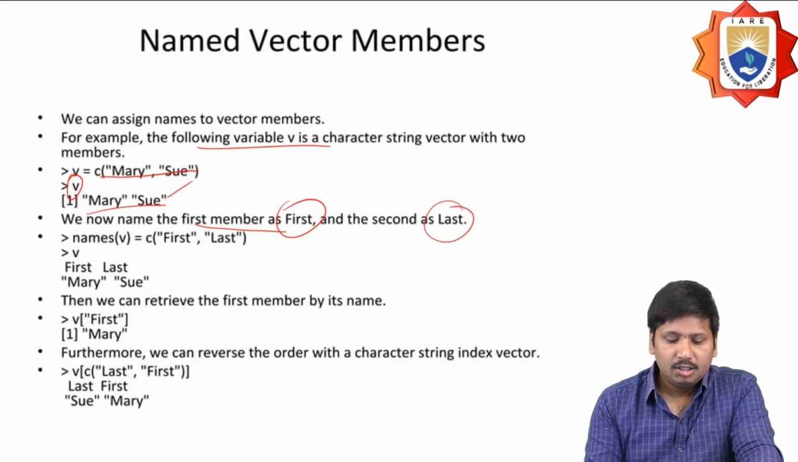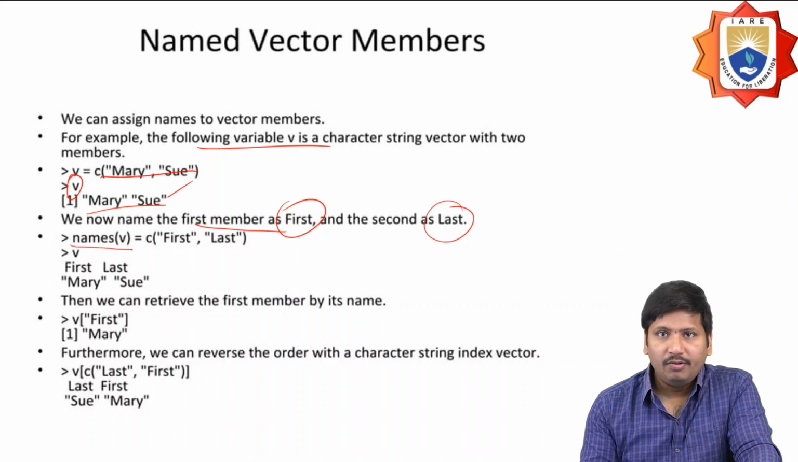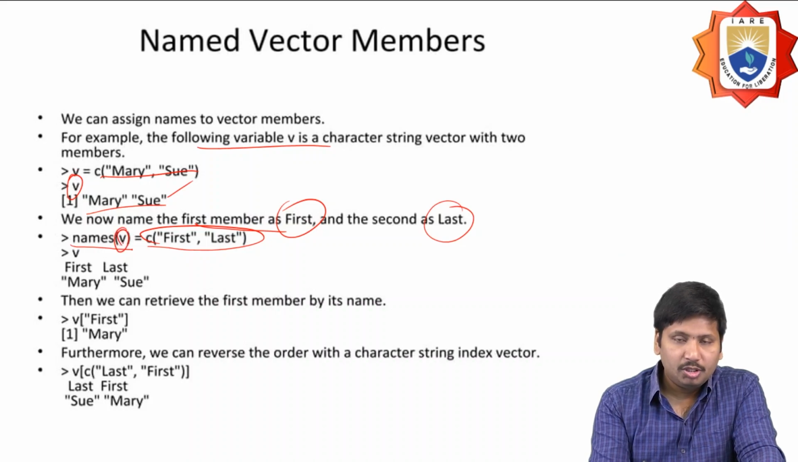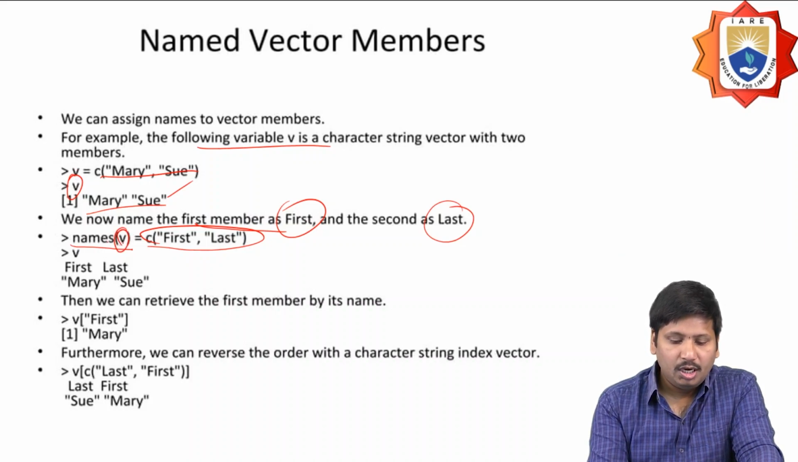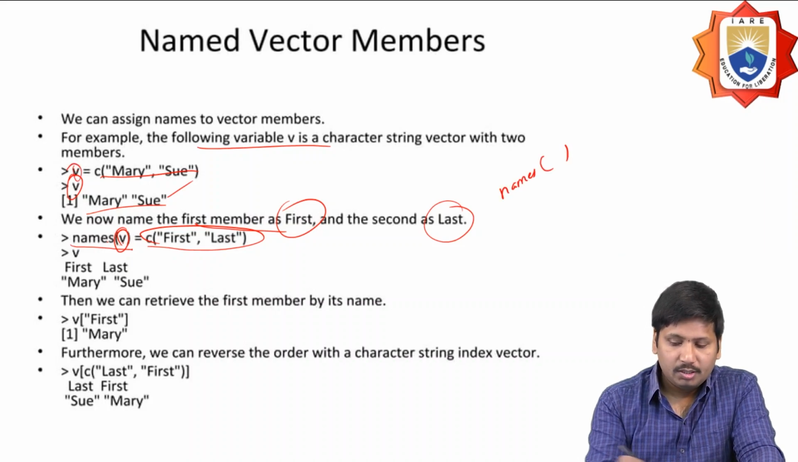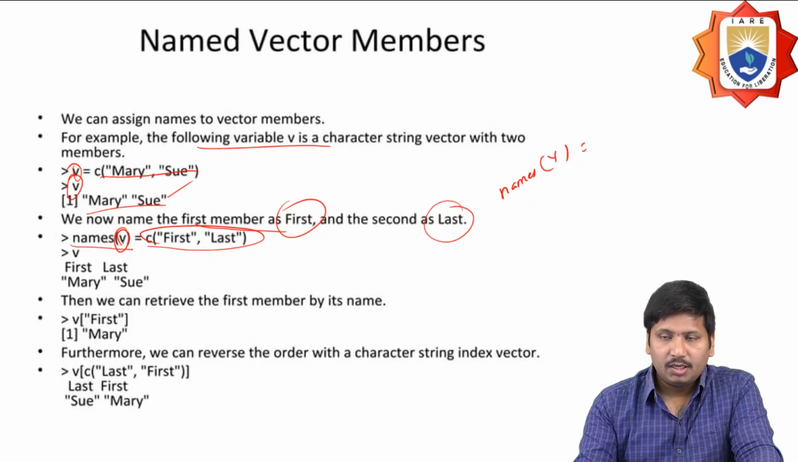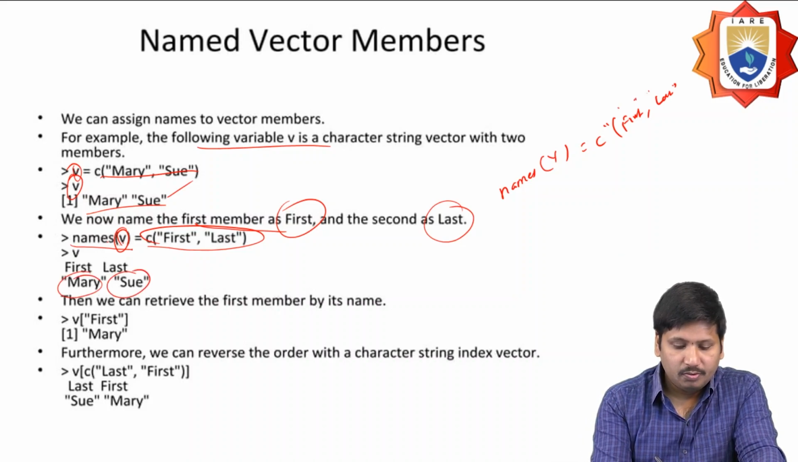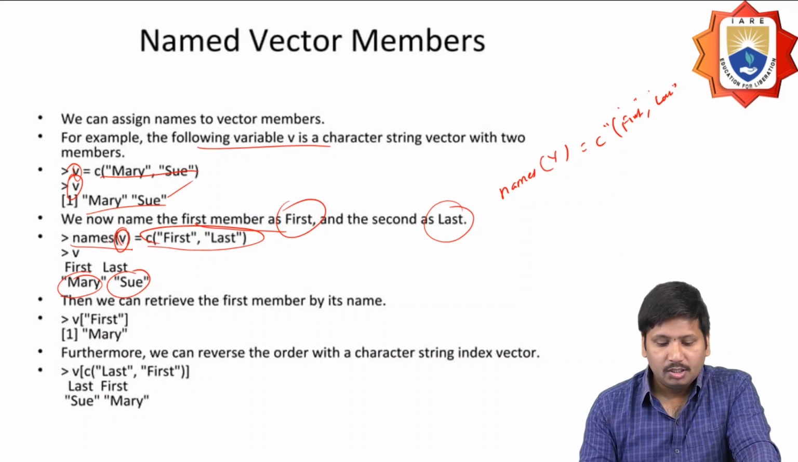So how can I write it? By making use of the names function, I can assign it. So c of first, last. I'm going to pass this vector object to the names function and reassign its names as first and last. So who is going to be first? Mary, and then last will be Sue.